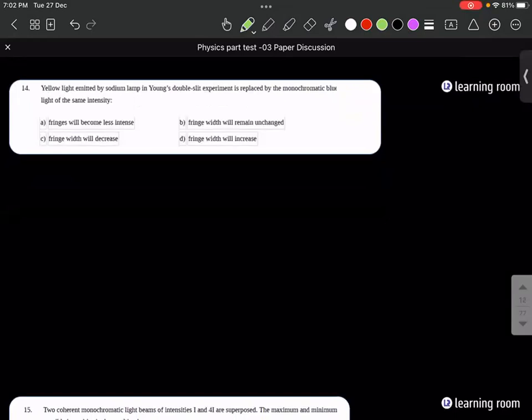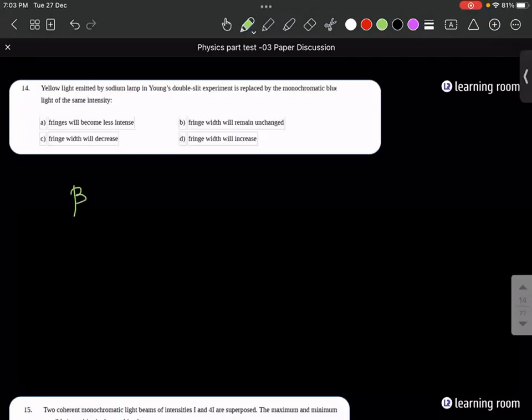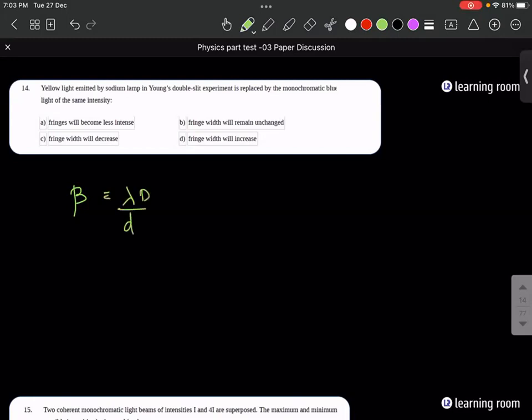Yellow light emitted by sodium lamp in Young's double slit experiment is replaced by monochromatic blue light of the same intensity. Then what can you say about the fringe width? So what is the value of fringe width? Beta is lambda into capital D divided by small d. Beta is directly proportional to lambda. So since you are not changing the setup, what will happen to the value of beta?